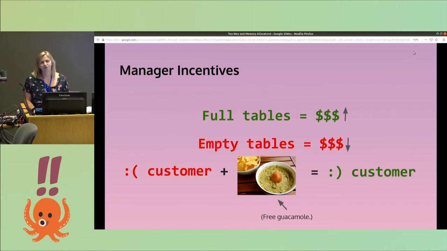So I had to work with managers a lot. They would watch what we were doing, keep tabs on us, tell us what to do. This is kind of like the way that they thought about the world, simplified. They like to see tables seated if we were on a wait, because that means money. And if they don't, then we're losing money. And also, they have this special power where they can give free guacamole to unhappy customers and make them happy, which helps.